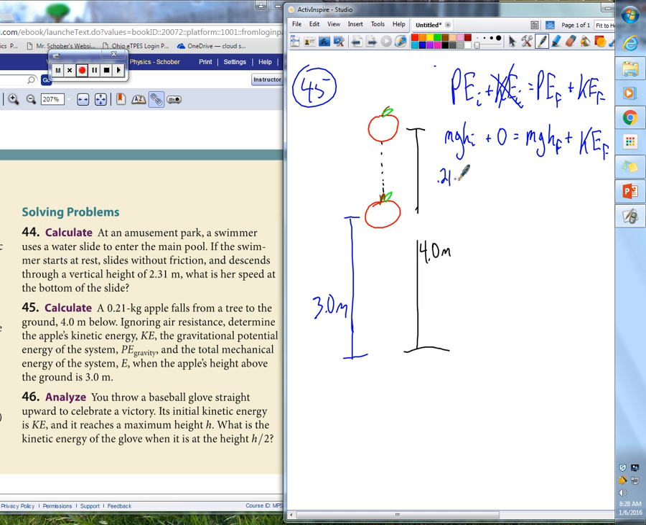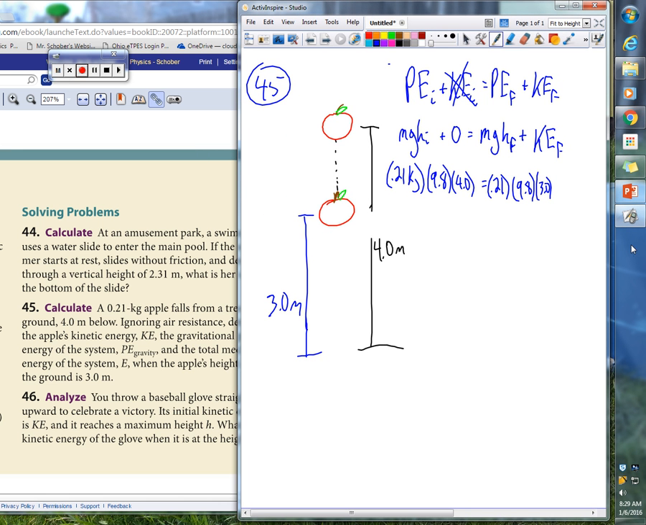Okay, so our apple is 0.21 kilograms times 9.8 times our initial height, 4.0. That's our initial potential energy. Or, as the problem refers to it, the potential energy of the system. mgh final is 0.21 kilograms. I'll write in the units so I don't run out of space here. Times 9.8 times 3.0. Plus KE final. Okay? So, this is our initial potential energy. This is the potential energy of the system.